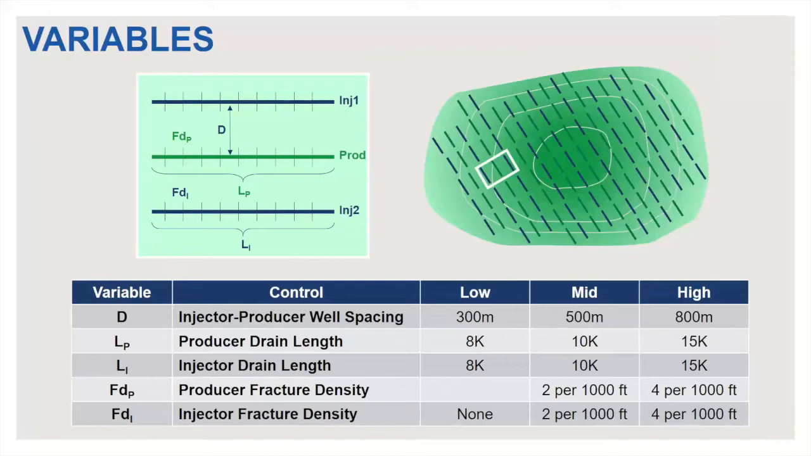Another important variable is the length of the drain. In our case, we are comfortable draining an 8,000 feet horizontal section all the way up to 15,000 feet, which is the upper limit for our drilling fleet. And the last variable that we want to optimize is the fracture density, which is defined as the number of stages per 1,000 feet. We basically chose anything between no stimulation all the way up to 4 stages per 1,000 feet. And what we want to know is what is the optimum number to maximize the economic value of this reservoir.